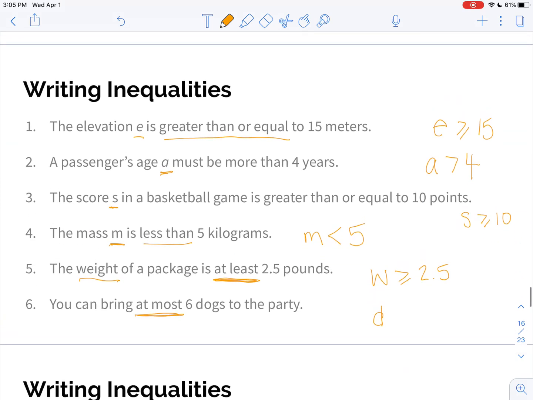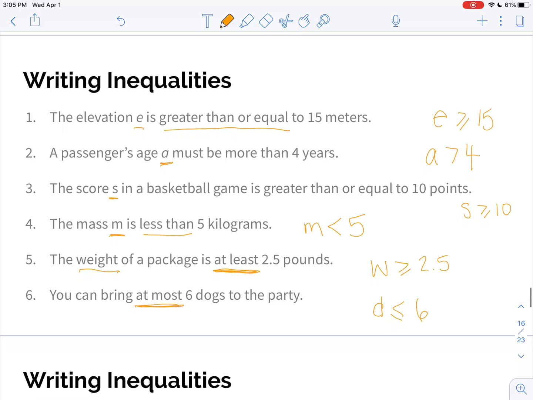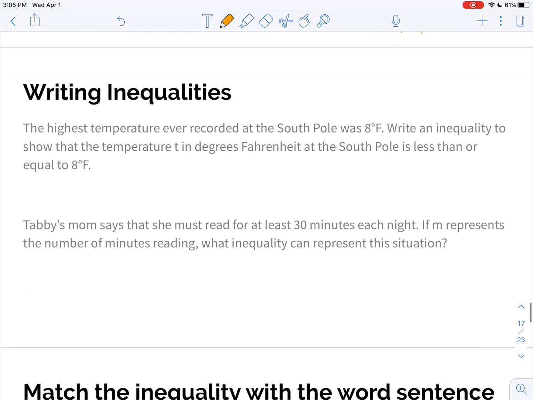And I like to think of "at most" as the greatest number. So you could bring 6 or you could bring less. So it's less than or equal to 6. So that's how you go about writing the inequalities. If they would give you a word problem, which there will be one on the test on Monday.